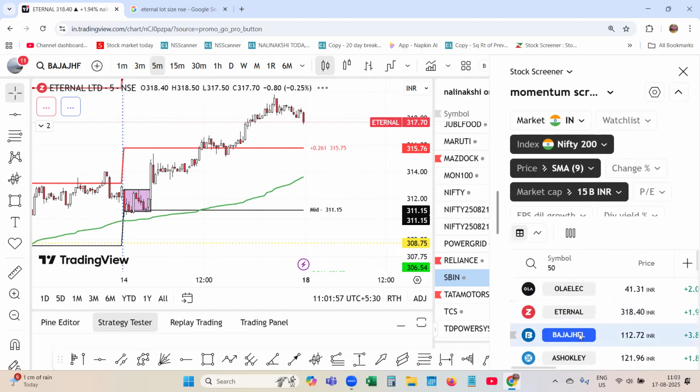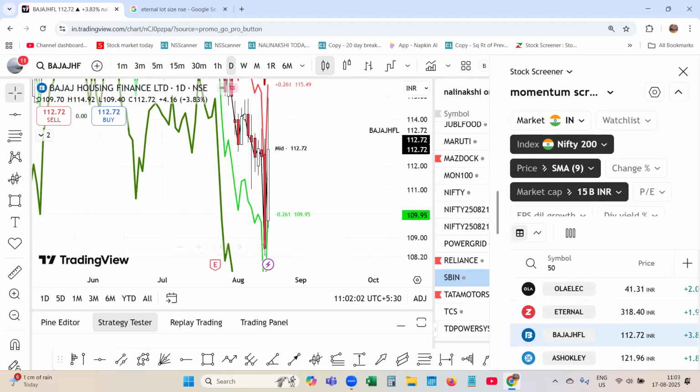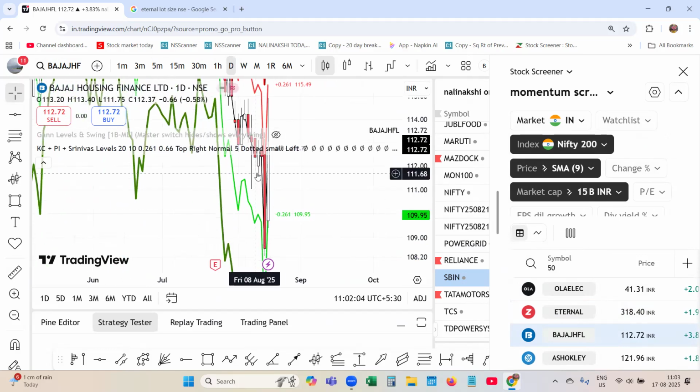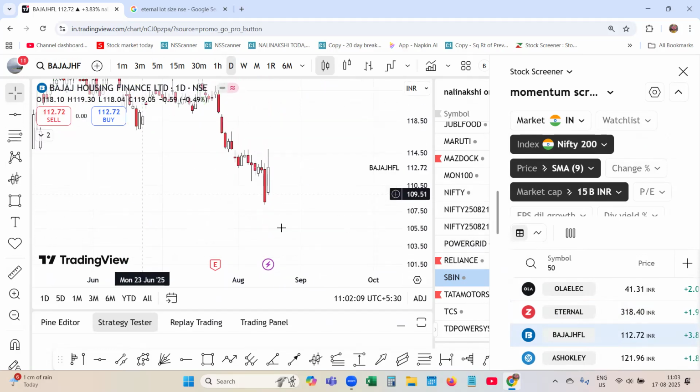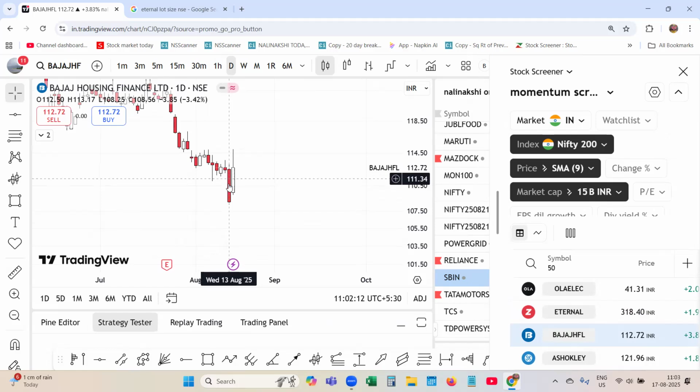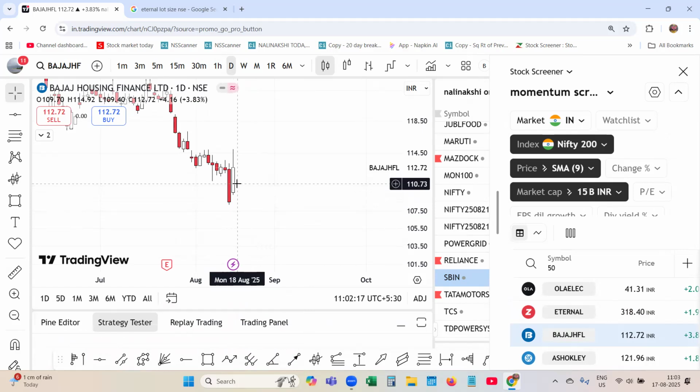Let me go to Bajaj Housing Finance Limited. Let me check with the daily time frame. Let me hide this indicator. You can see once it started moving above this, it came into the radar. Anyway, better you go to the daily time frame. What are the conditions? You can see it was the beginning of the move. That's why it has moved like that.